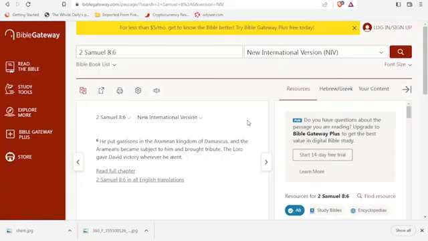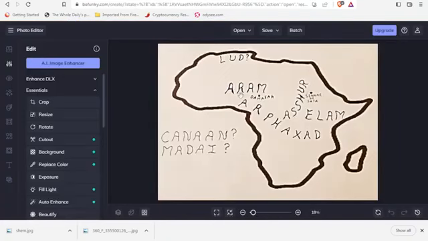Because think about this verse from 2 Samuel, it says, "He put garrisons in the Aramean kingdom of Damascus, and the Arameans became subject to him and brought tribute. The Lord gave David victory wherever he went." So King David subdued the Aramean land, even Damascus. So that's very important to know where Damascus is, and it would help with the knowledge of Israel, because then this would start to be like the northern border of the kingdom of Israel. These Aramean lands would be marking out the northern border. So it would be very important to make some of those connections and be more confident with them.